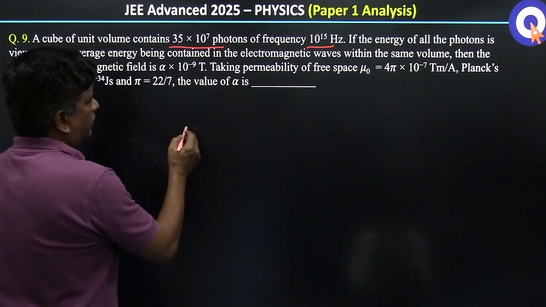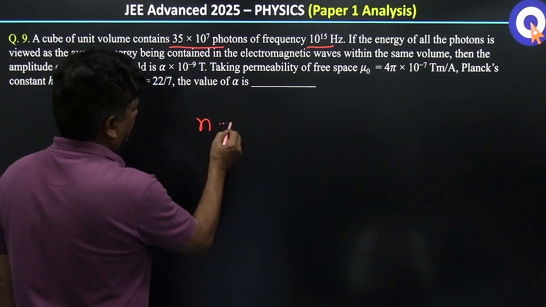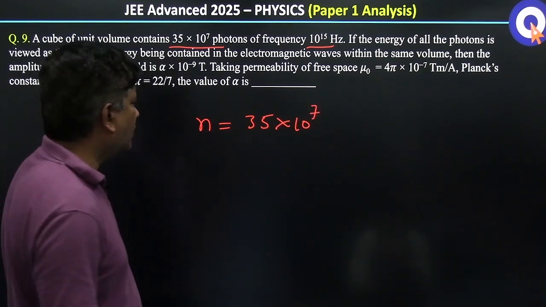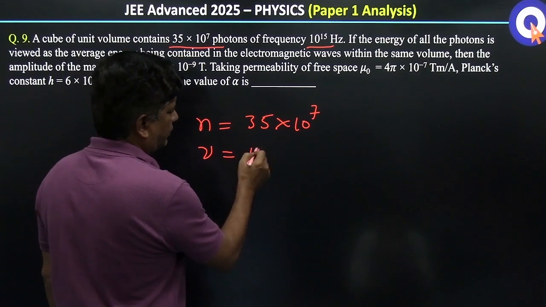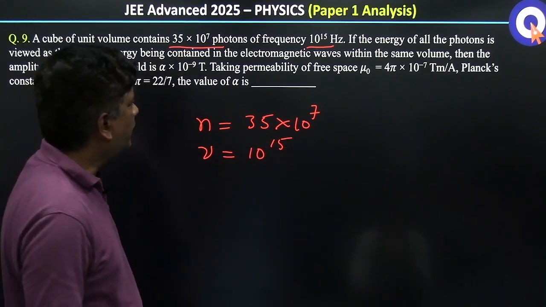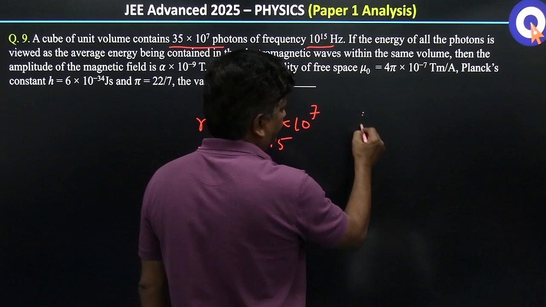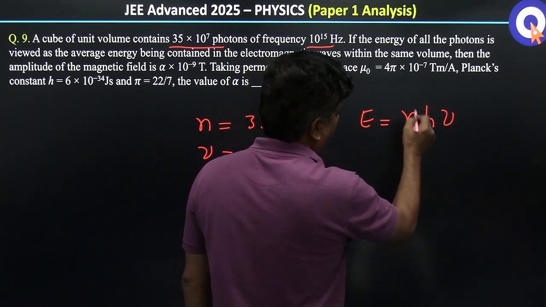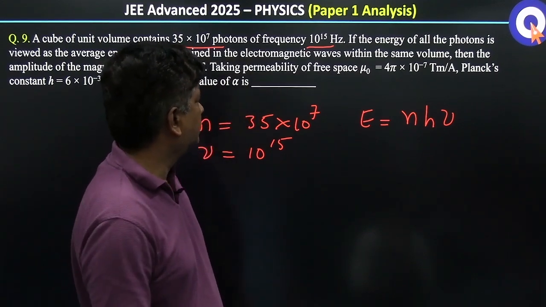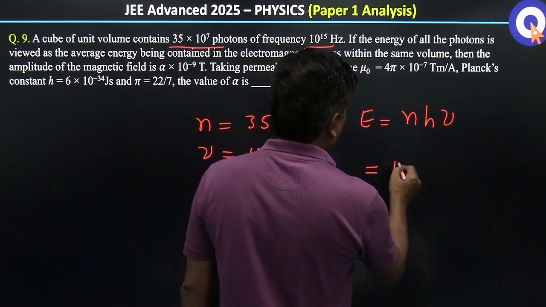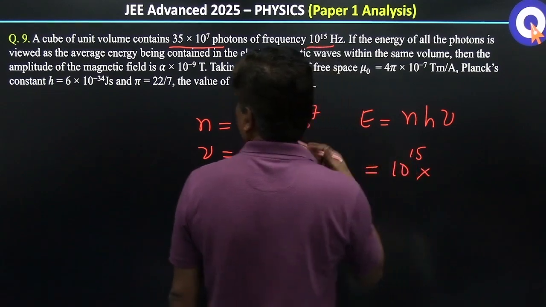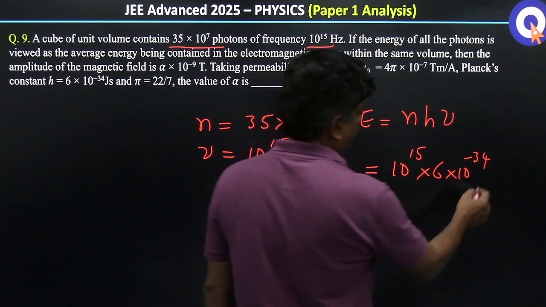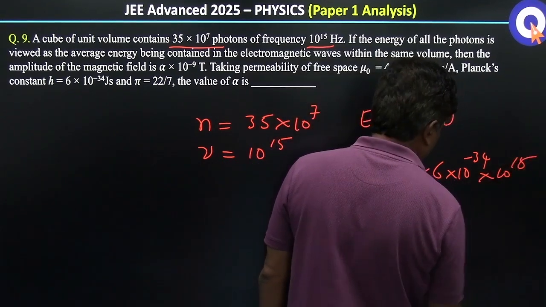So according to the question, how many photons are there? 35 into 10 raised to 7 photons are there. The frequency of each photon is given as 10 raised to 15. Therefore, what is the combined energy of all these photons? The energy of each photon is h nu. You have n such photons, so n h nu is the combined energy of all the photons put together. Planck's constant is given in the question as 6 into 10 raised to minus 34 joule second. Frequency is given as 10 raised to 15 hertz.